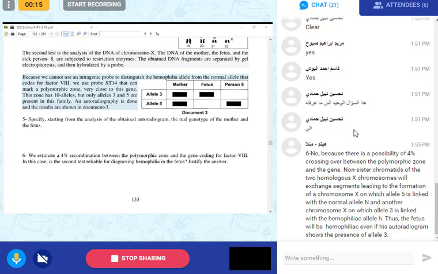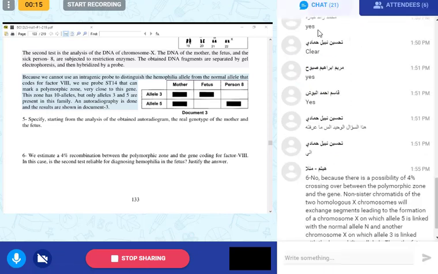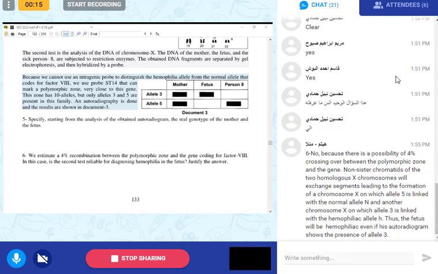Okay, you read the answer. No, because there is a possibility of 4% crossing over between the polymorphic zone and the gene. Non-sister chromatids of the two homologous X chromosomes will exchange the segments, leading to the formation of a chromosome X on which allele 5 is linked with the normal allele N, and another chromosome X on which allele 3 is linked with the hemophilic allele H.